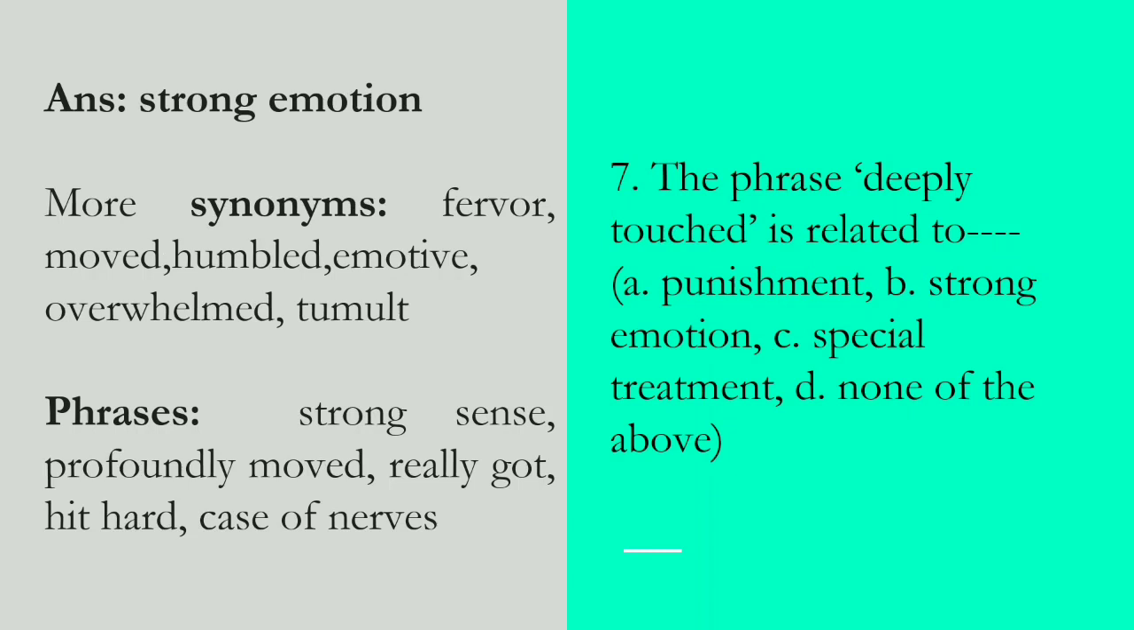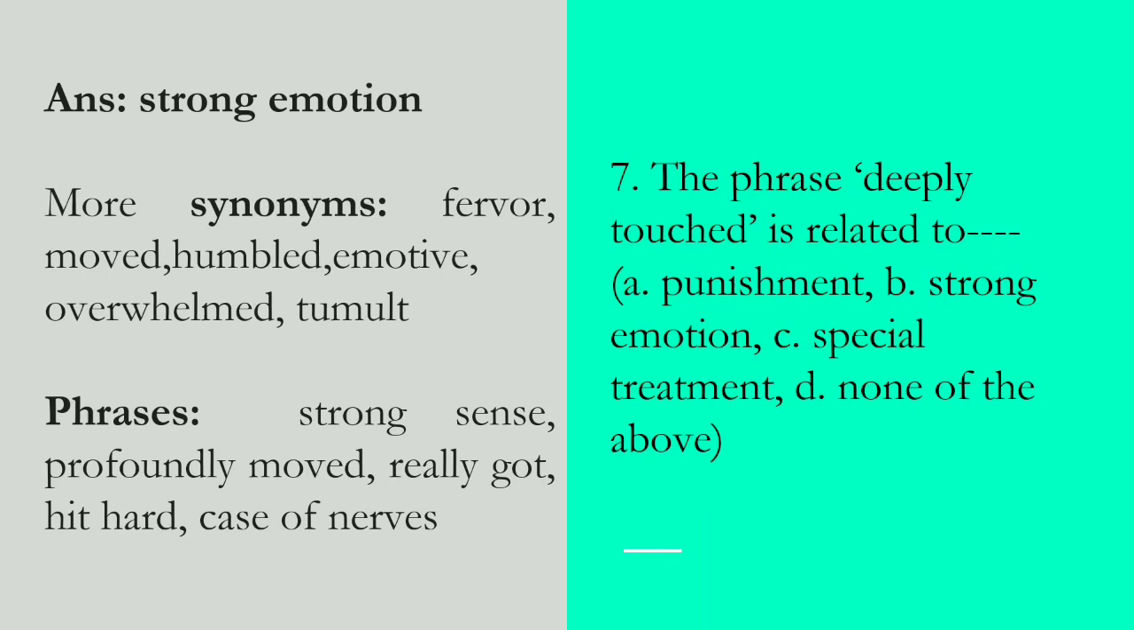Now coming to the seventh question, the phrase deeply touched is a most common word. It is used directly in the passage, and you need to find its meaning. For example, it comes exactly in the middle of the second paragraph, the fifth line: I was deeply touched by her determination to see me educated.